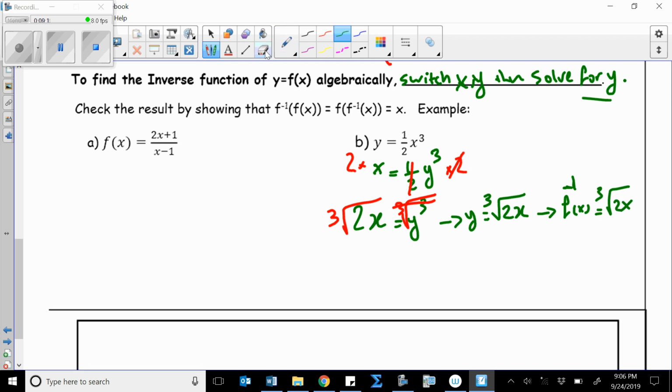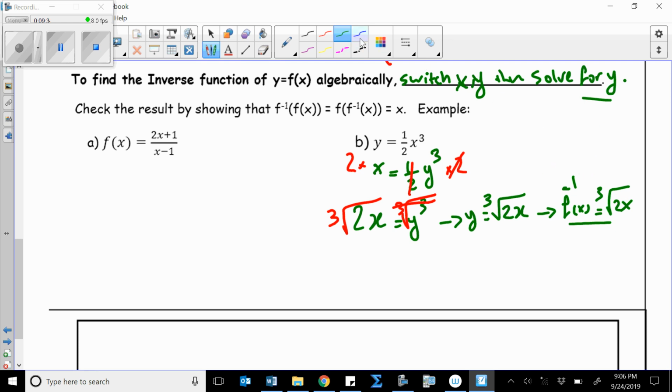So it's better if we use the right notation. If you just write y equal to, then that means just a normal function. But when you write f negative 1 of x, this means you have found the inverse function. This is inverse of another function.